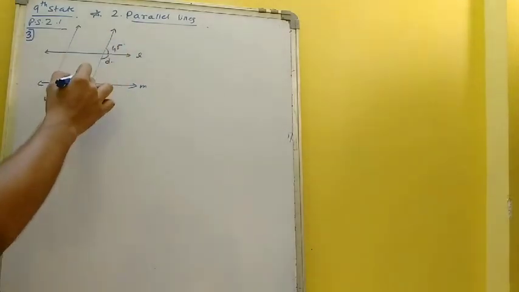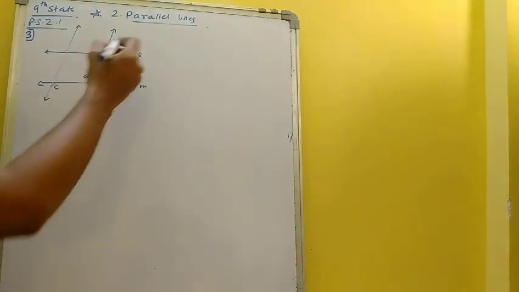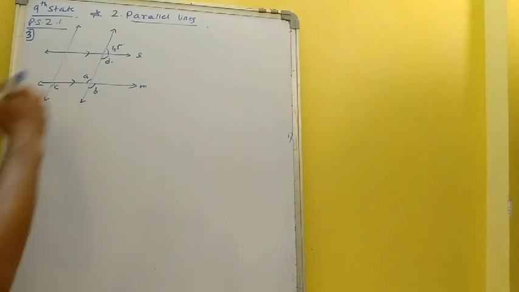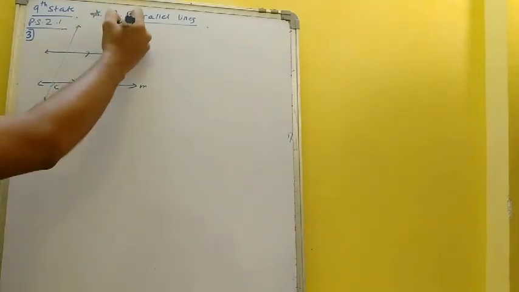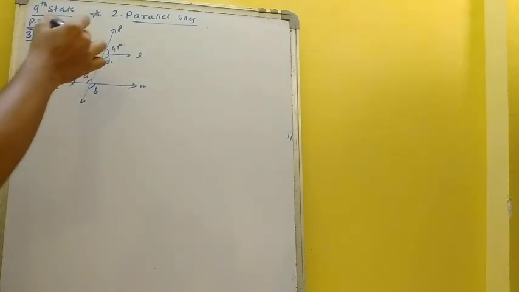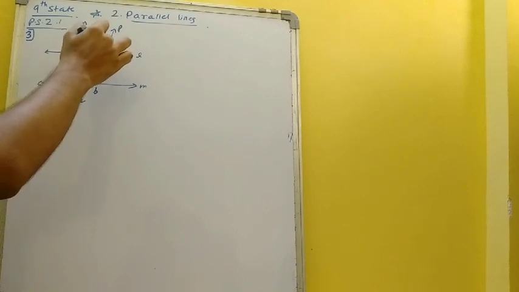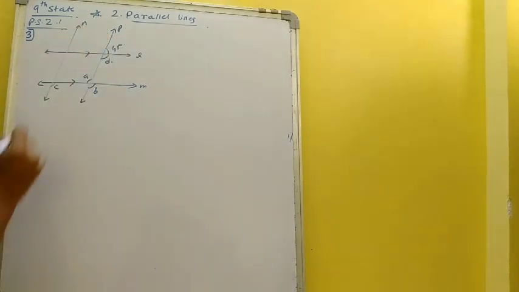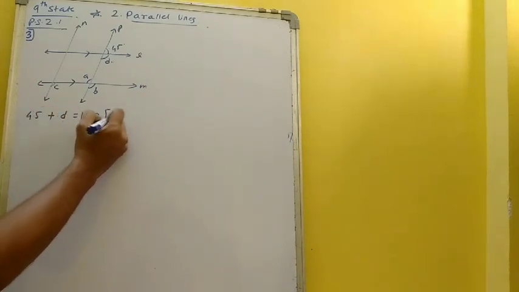We need to find the value of A, B, and C. We are given that L is parallel to M. And it is also given that P is parallel to M. So, you can see that this is a straight line. So, these are in the linear pair. 45 plus D is equal to 180.